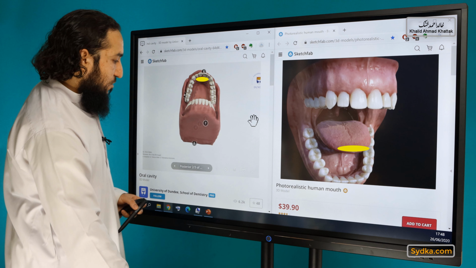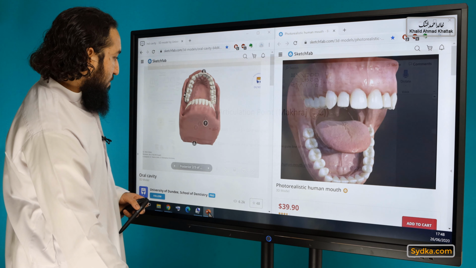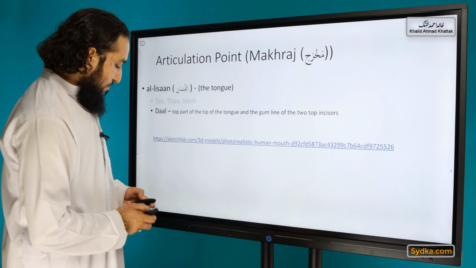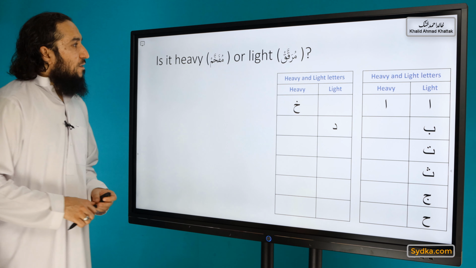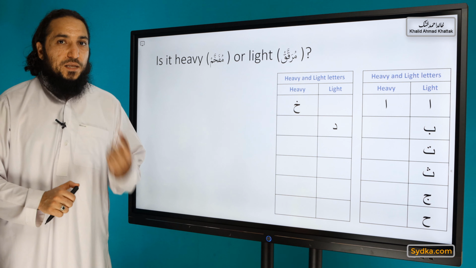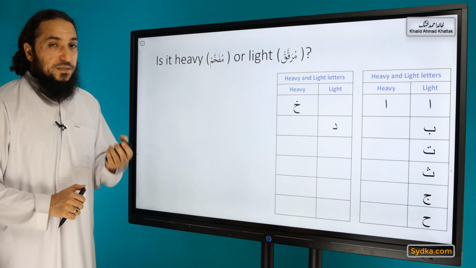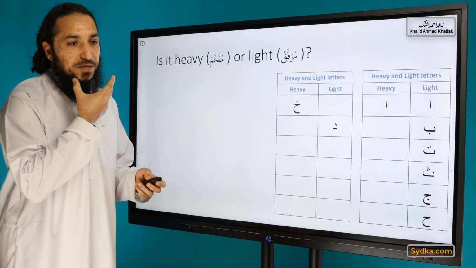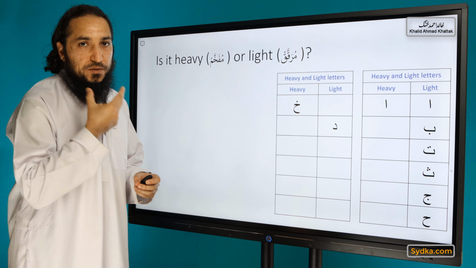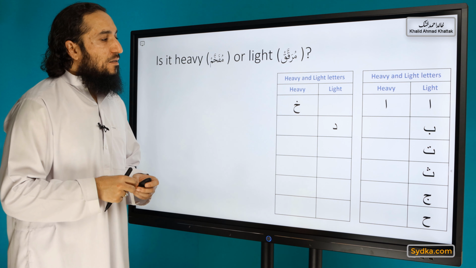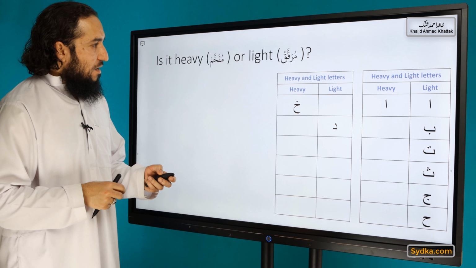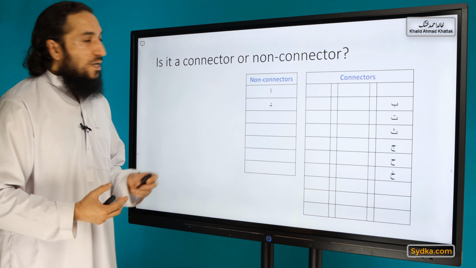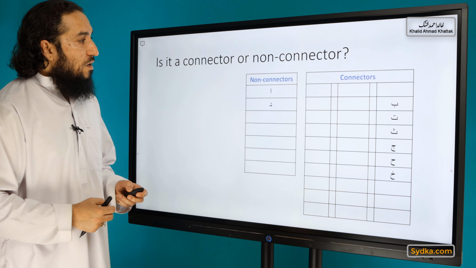Back to the slide. So is it a light or heavy letter? It is a light letter, and when we are pronouncing dal, our mouth and the lips remain flat. Dal. And is it a connector or non-connector? It is a non-connector. Why?